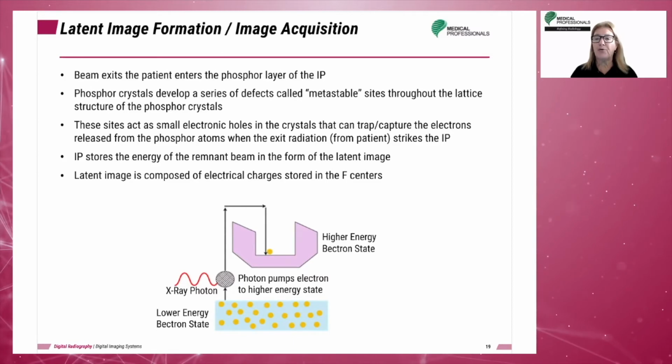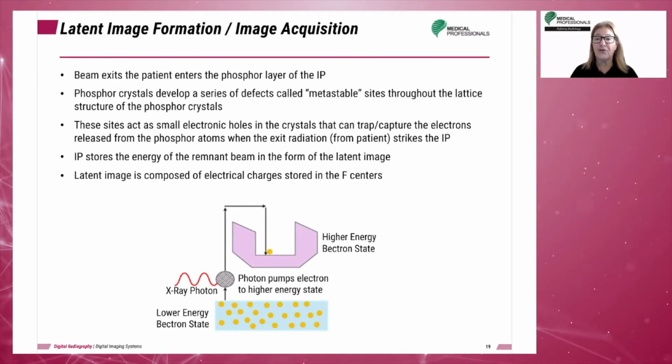Following X-ray exposure, the remnant beam exits the patient and interacts with the electrons in the phosphor of the imaging plate. This results in energy transfer. This transfer of energy causes excitation of the electrons into a metastable state. Some of the electrons return to the ground state and emit a blue-violet light.